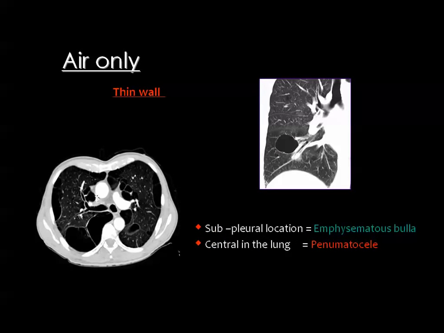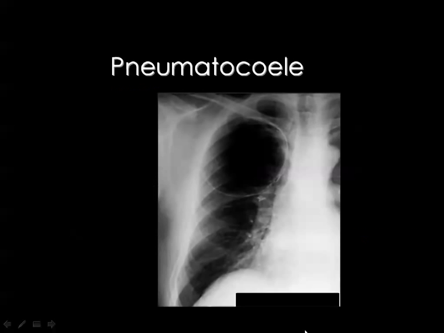If the wall is thin, you have two other possibilities: the pneumatocele if the lesion is located in the center of the lung, and the emphysematous bulla if the lesion is located against the chest wall or pleural based. So if the wall is thin and the lesion is in the center of the lung, this is a pneumatocele; peripherally located, this is an emphysematous bulla.